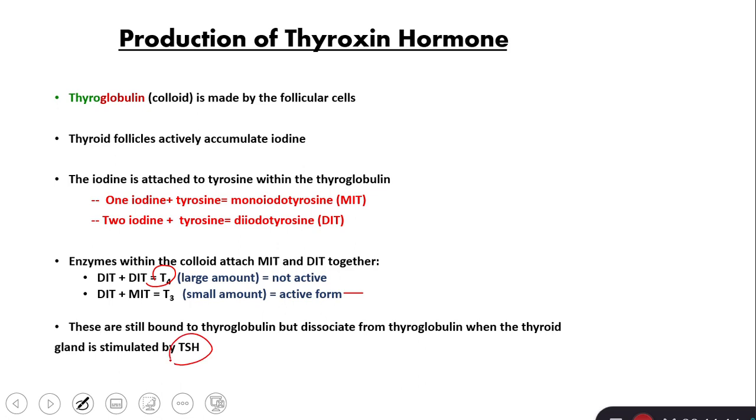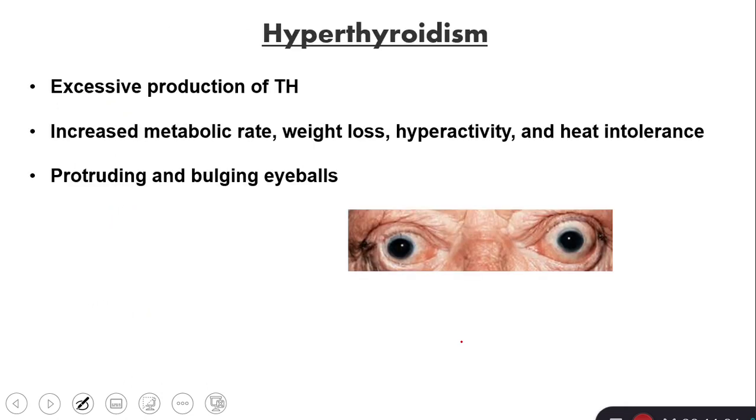The TSH is the one that helps the dissociation of T3 and T4 from their thyroglobulin and their release out into the circulation to their protein carriers. What you can see now is a condition of hyperthyroidism. And sometimes if hyperthyroidism happens at the level of the thyroid gland, so primary hyperthyroidism, it can lead to bulging of the eyes that we call exophthalmos condition.